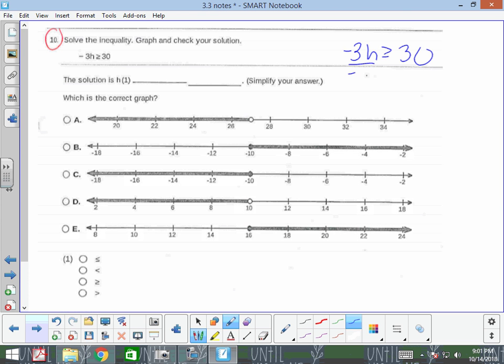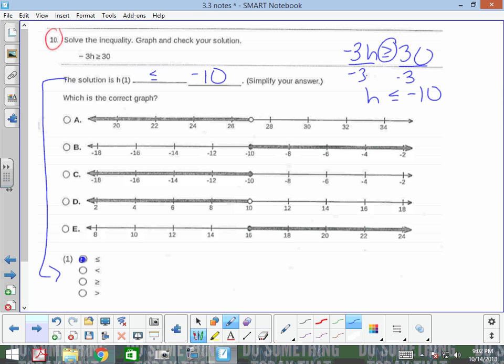All right, number 10. We're dividing by negative 3. So this is the trap. We're dividing by a negative. That means that this symbol is going to switch around. So H is less than or equal to, so we got to pick the correct one there, less than or equal to negative 10. And so when we pick the right graph, we want to make sure that the negative 10 is filled in, not 16, and it has to be shaded to the left, so that's C.